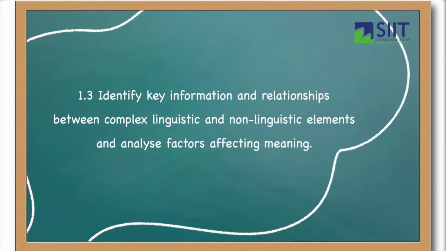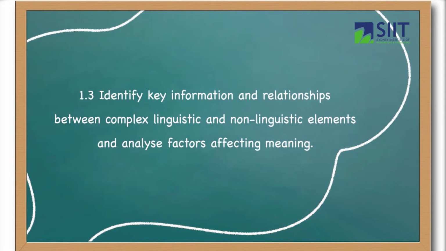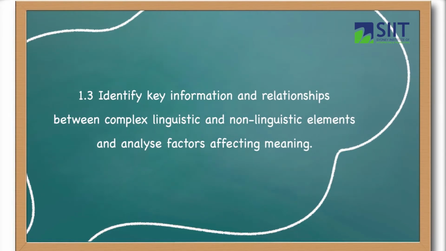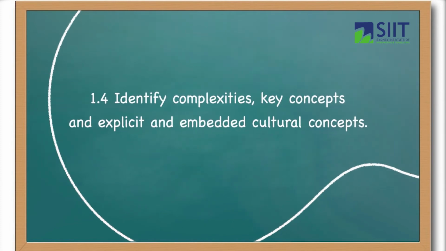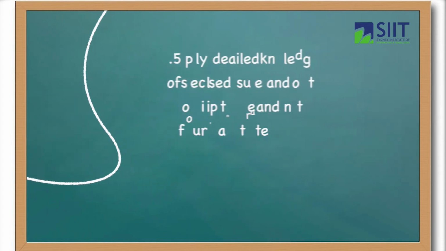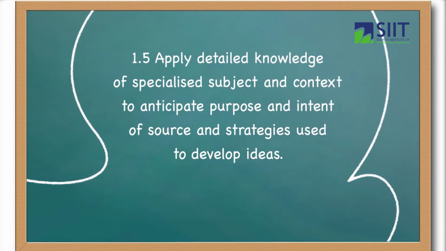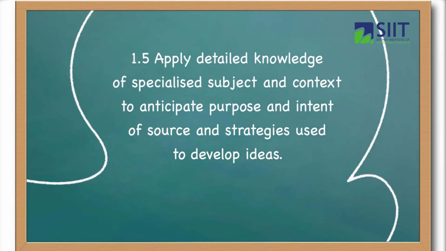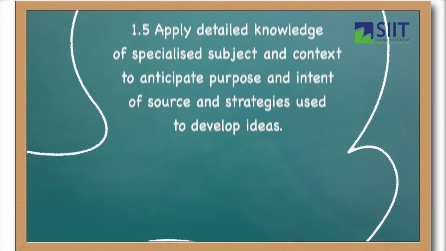Next, we're going to identify key information and relationships between different elements, and then analyze the factors that could affect the meaning. Then we're going to identify complexities, key concepts, as well as embedded culture concepts. And lastly, we're going to apply detailed knowledge of specialized subjects and context to anticipate the purpose and intent of the source message and the strategies that are used to develop ideas.